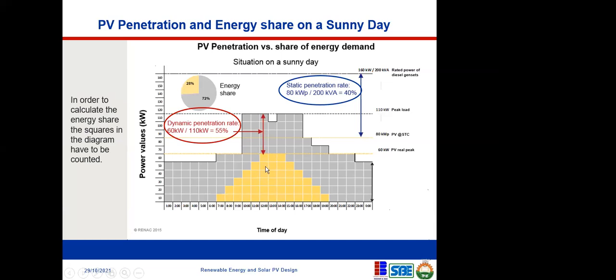The energy share is the number of these yellow boxes, these yellow squares, over the total number of all of these boxes. And that is what we have here. If you do that, you will find out that these yellow boxes represent 28% of all the energy in this profile. That's why you have 28%. And then your share from the diesel generator is 72%, which is these other gray areas. Okay, so this is your energy share, this is your static penetration rate, and this is your dynamic penetration rate.